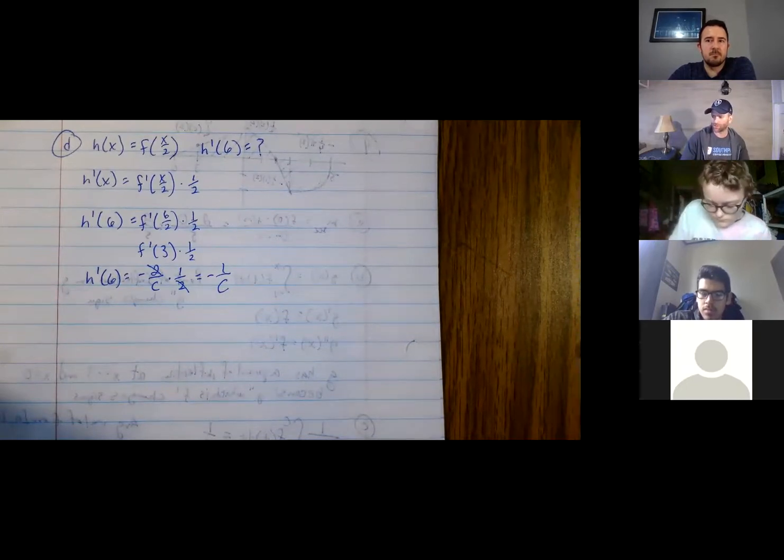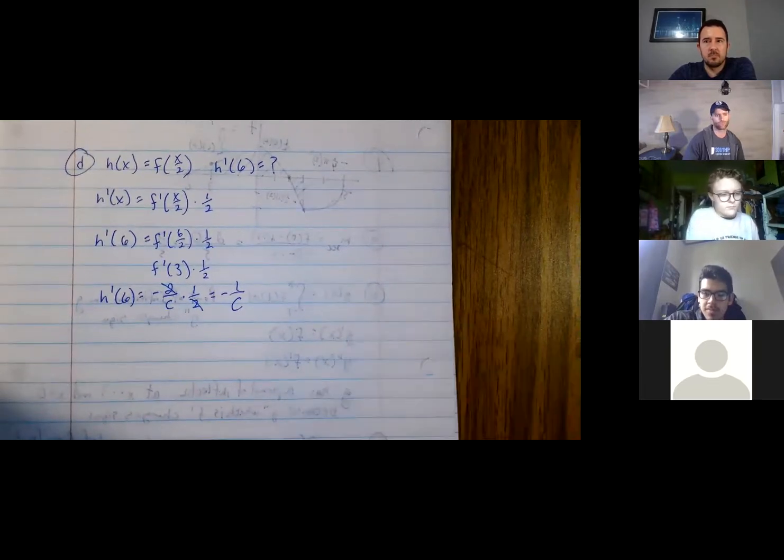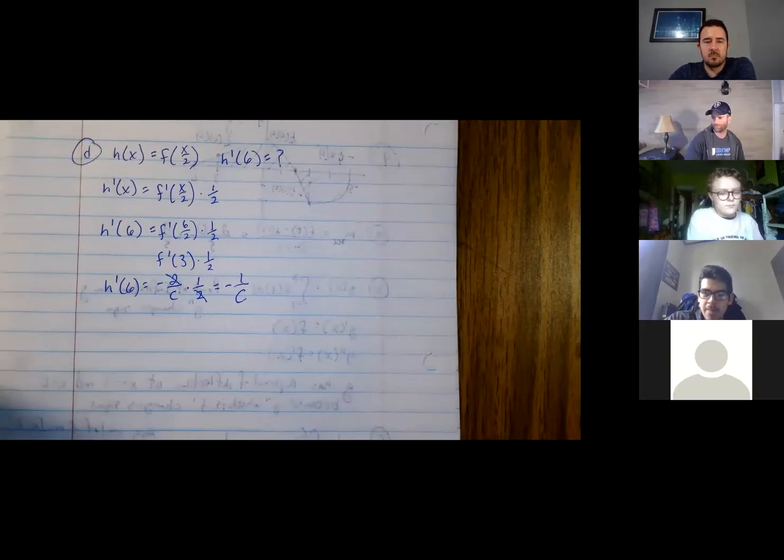All right, any questions with part D? So f prime of 3 is just the slope of the line at 3. Correct. All right. Okay, anything else with D?